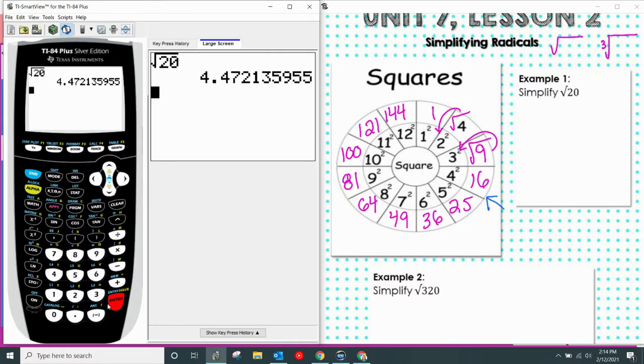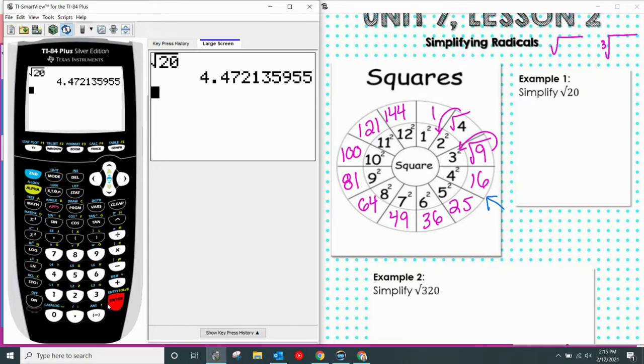It's in between 16 and 25. I could take the square root of 16 and get 4, but the next number I can take the square root of and not get a decimal is 25. So that's why these numbers on the outside of our circle are so important. These are the numbers that we can take the square root of and not get a decimal. So instead what we do is we simplify this.